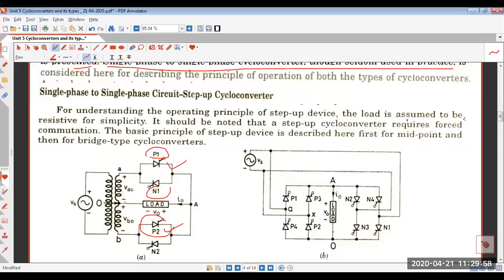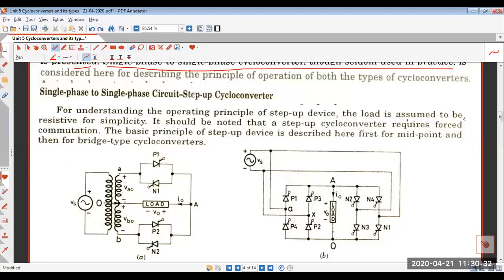That is based on how the current flows through these SCRs and how the voltage will appear across these SCRs. Or you can say how the current will flow through the load when these SCRs are conducting, and how the voltage will appear across the load, means when positive SCRs are conducting and when negative SCRs are conducting, right? That also we will understand, how they operate.